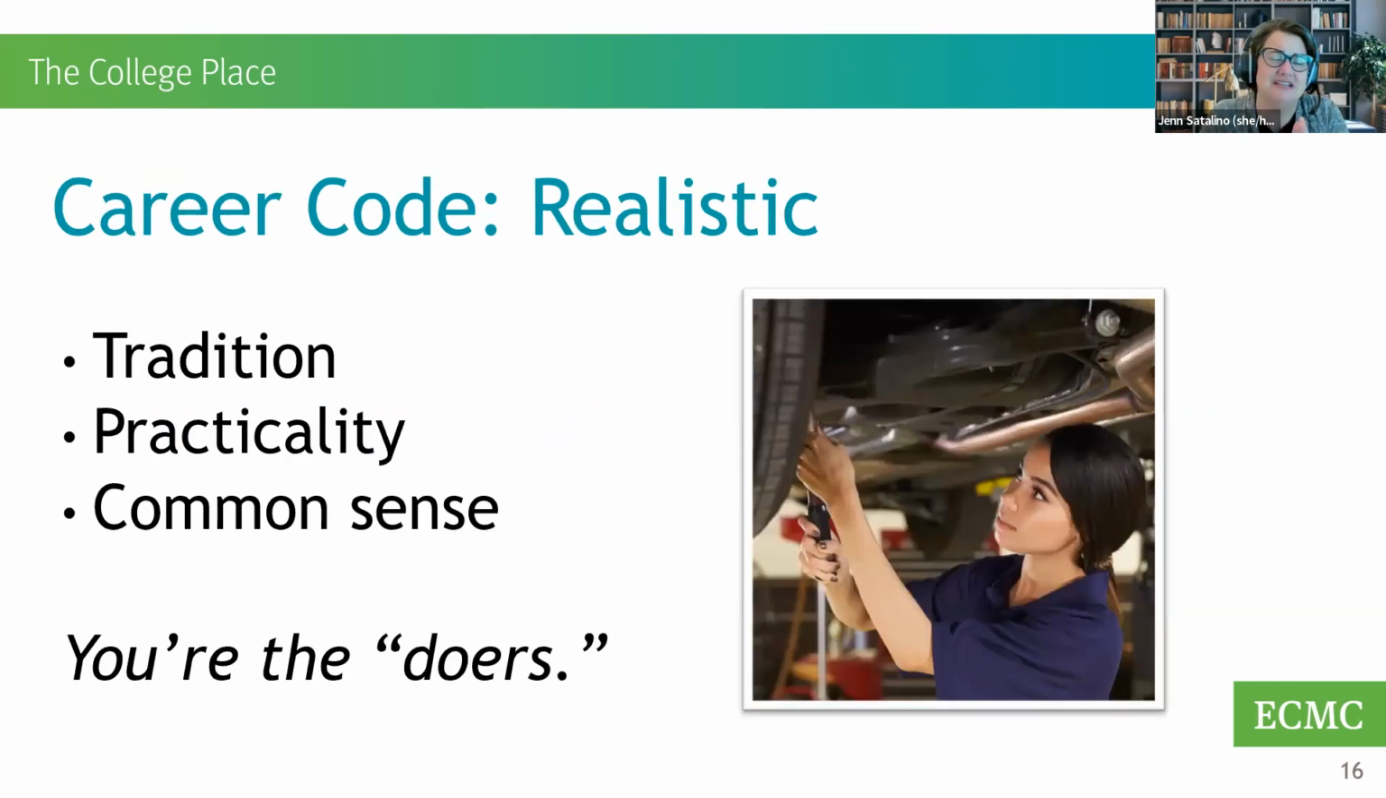All right, the first code in the Holland codes is realistic. It's the R in RIASEC. People who are realistic approach problem solving by doing something rather than by talking about it or thinking about it. If you're a realistic person, you like concrete approaches rather than abstract theories. You're stable, you're practical, you're self-reliant, and you prefer things that you can see and touch. You are also more likely to be athletically inclined. All right, so you're the doers in our group.